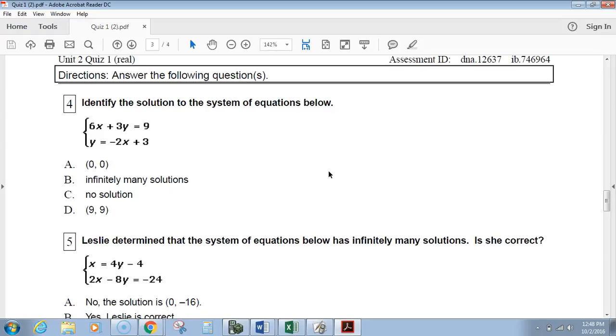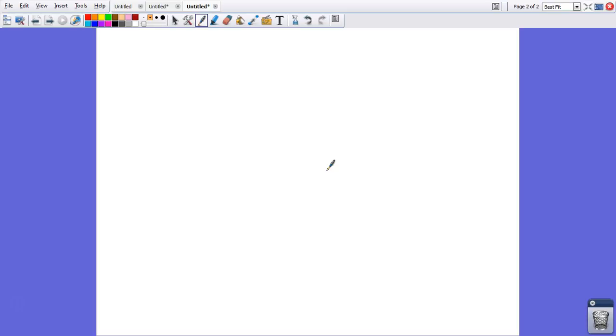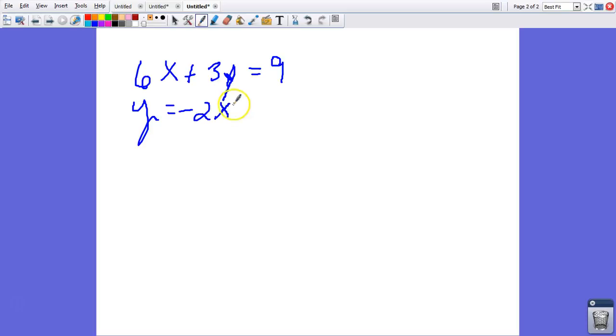Number 4. Let's see. I will do some of number 4 with you. I am going to switch over here and write this down so we can do it together. Let's see if we have 6x plus 3y equals, that's a y, sorry you guys, 9, and below in the second equation we have y equals negative 2x plus 3.